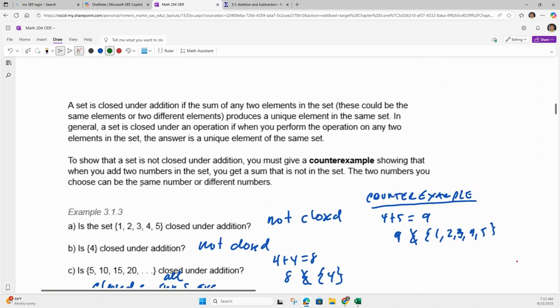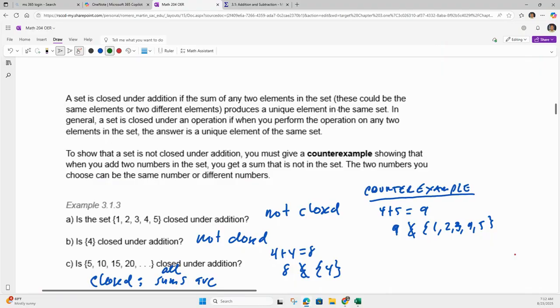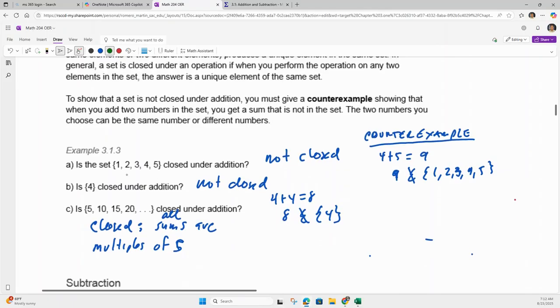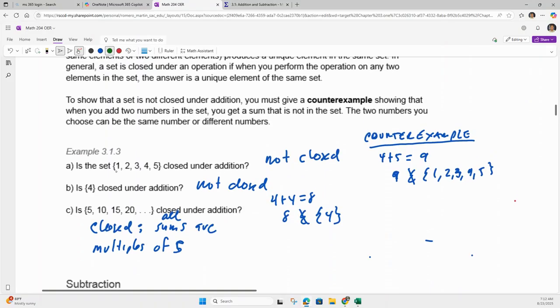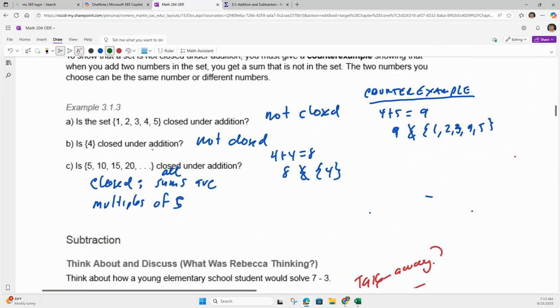This leads us to a question where you have to play with sets, and also think about the addition part. A set is closed under addition if the sum of any two elements in the set produces a unique element in the same set. So when you add two numbers in the set, the answer has to be in the set. If it is, it's closed. If not, it's not closed. Is the set 1, 2, 3, 4, 5 closed? The answer is no, because here's the counterexample: 4 plus 5 equals 9. So 9 is not an element of the original set, so it's not closed. Is the set containing just 4 closed? No. 4 plus 4 is 8, and 8 is not an element.